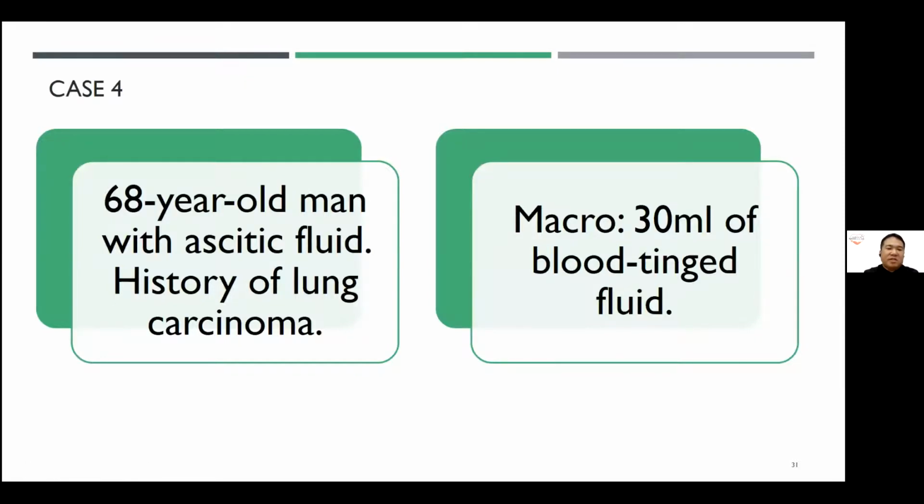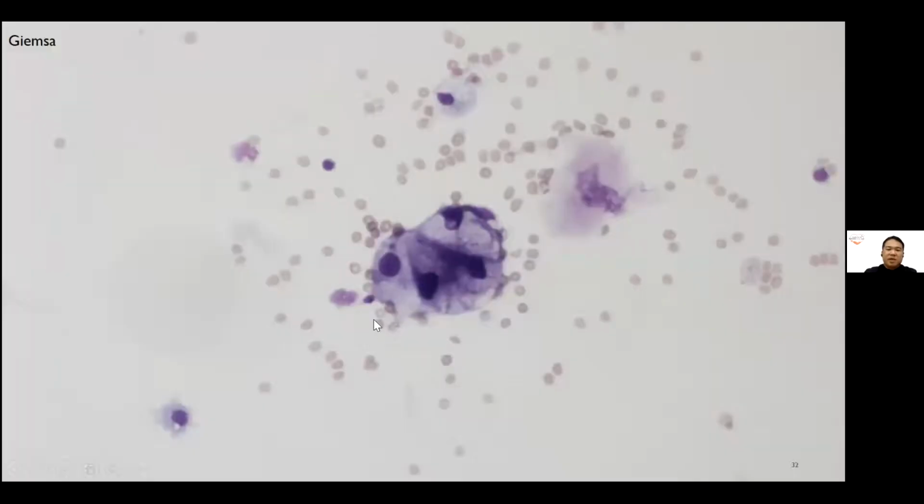Case 4 is a 68-year-old man with ascites. He has a history of lung cancer. We got grossly 30 milliliters of bloody, tangled fluid. And you can see this cellular cluster compared to the background lymphocytes and even macrophages or mesothelial cells. Every atypical cell is pretty large. And you can see their NC ratio is relatively low, but they have vacuolated cytoplasm.